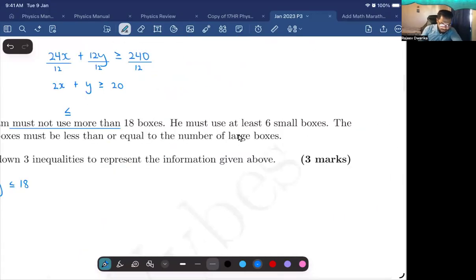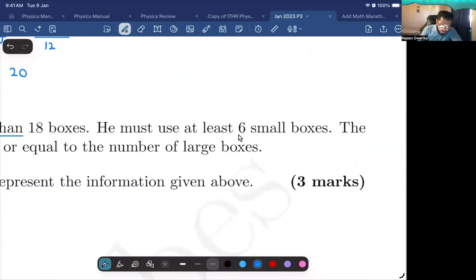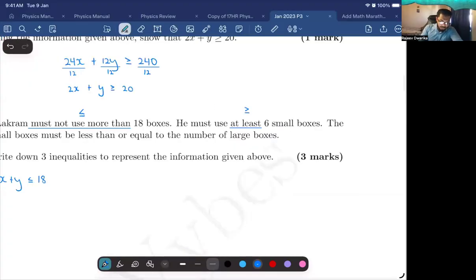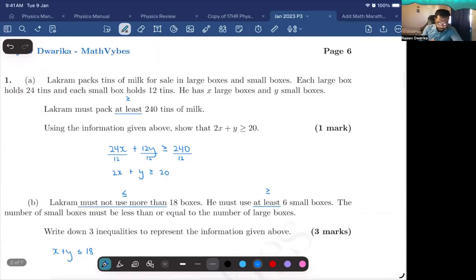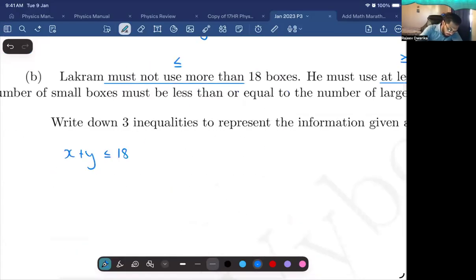Let's examine the second statement. He must use at least 6 small boxes. If you hear a word like at least, what inequality sign comes to mind? More than or equal to 6. Right. The minimum is 6. It could be above 6 or equal to it. And how many small boxes do we have? Y. So Y has to be more than or equal to 6. I mean, if you understand that.